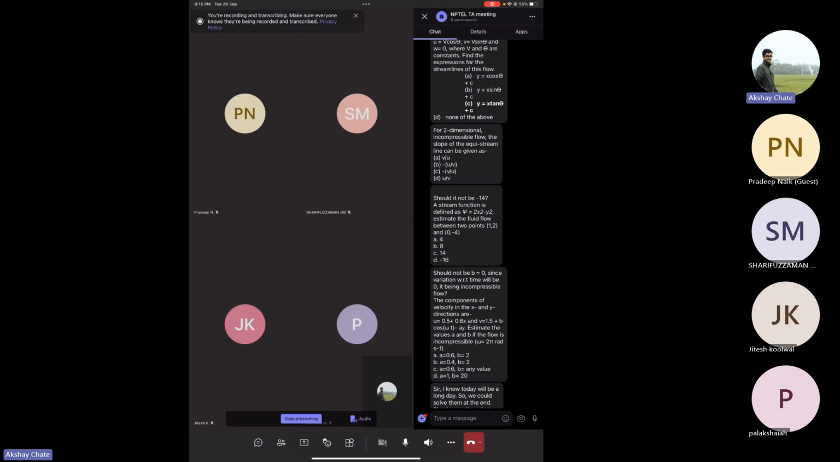Last one. So you have u, v. U is a function of x, v is a function of t and y. Okay. So it is saying it is incompressible, right? So one thing you can apply is del u by del x plus del v by del y equal to 0. You treat this t as constant, and hopefully you should be able to get it.